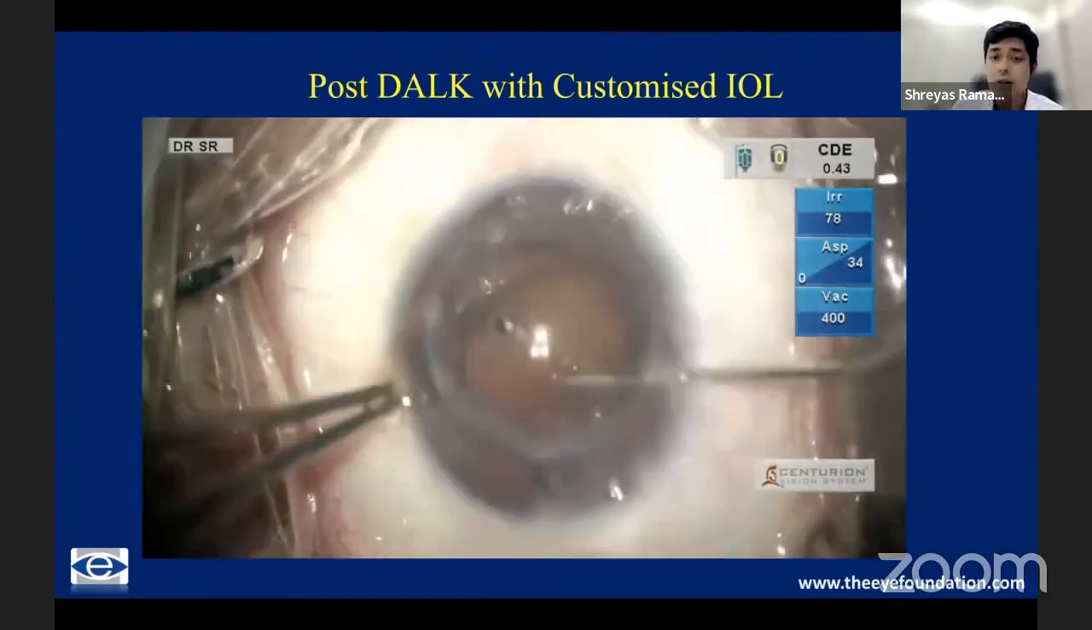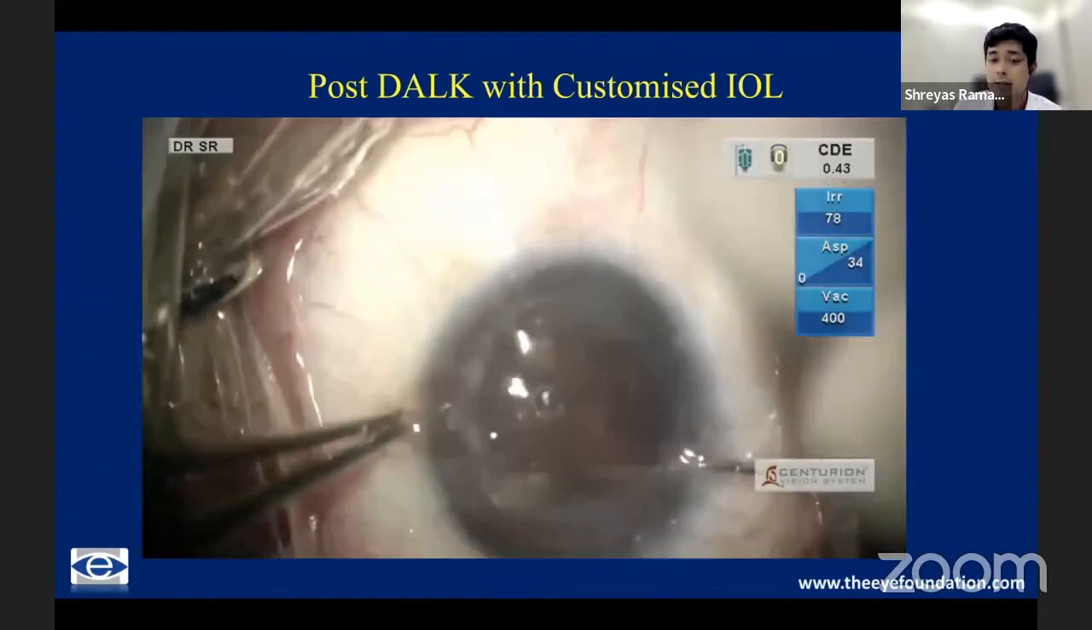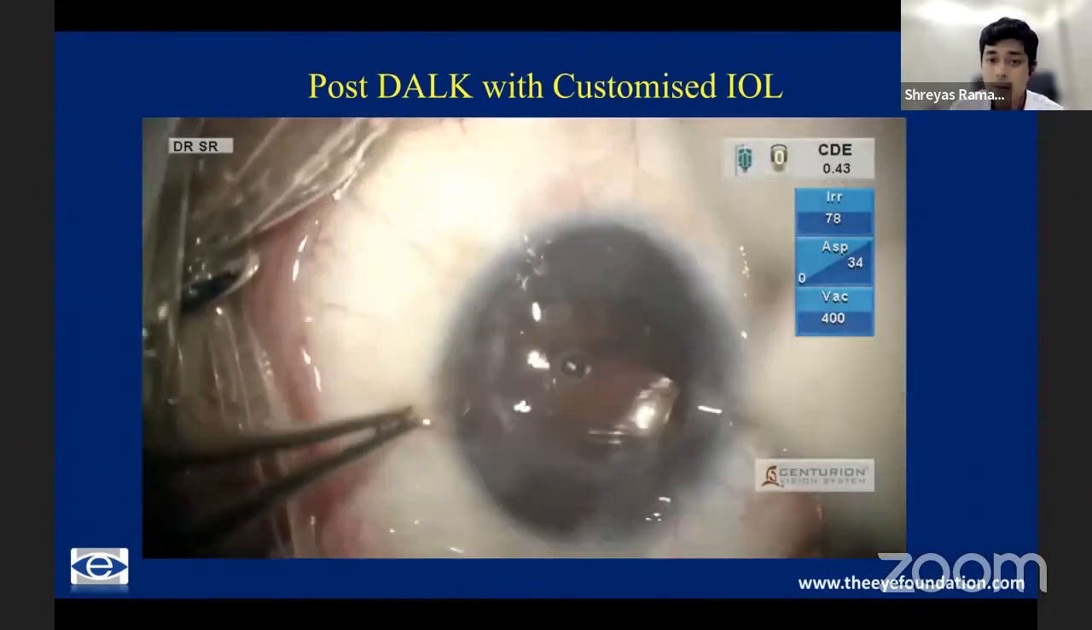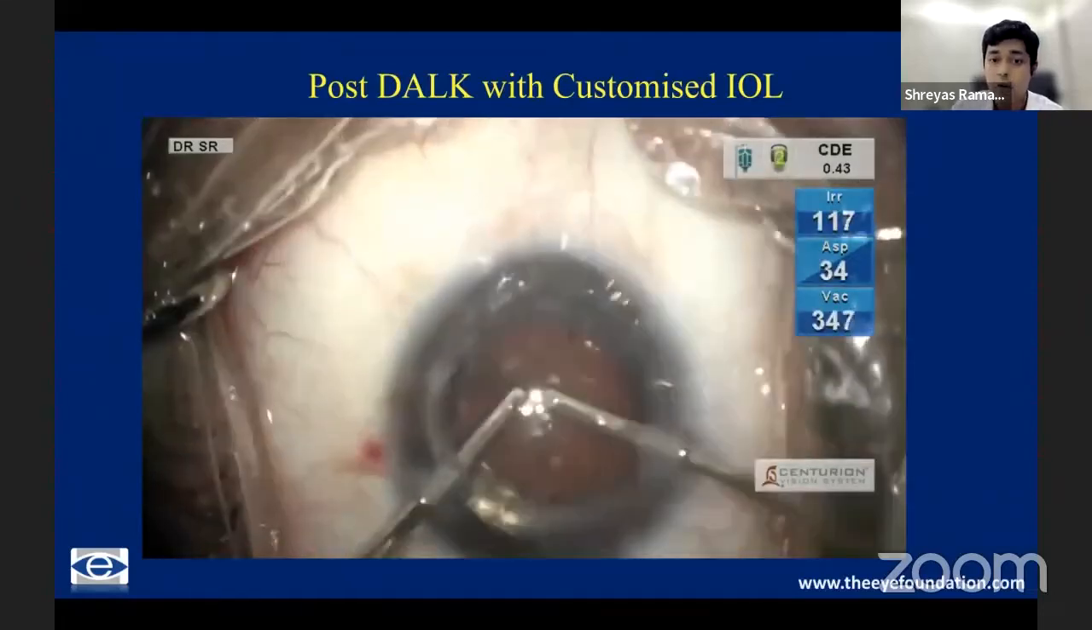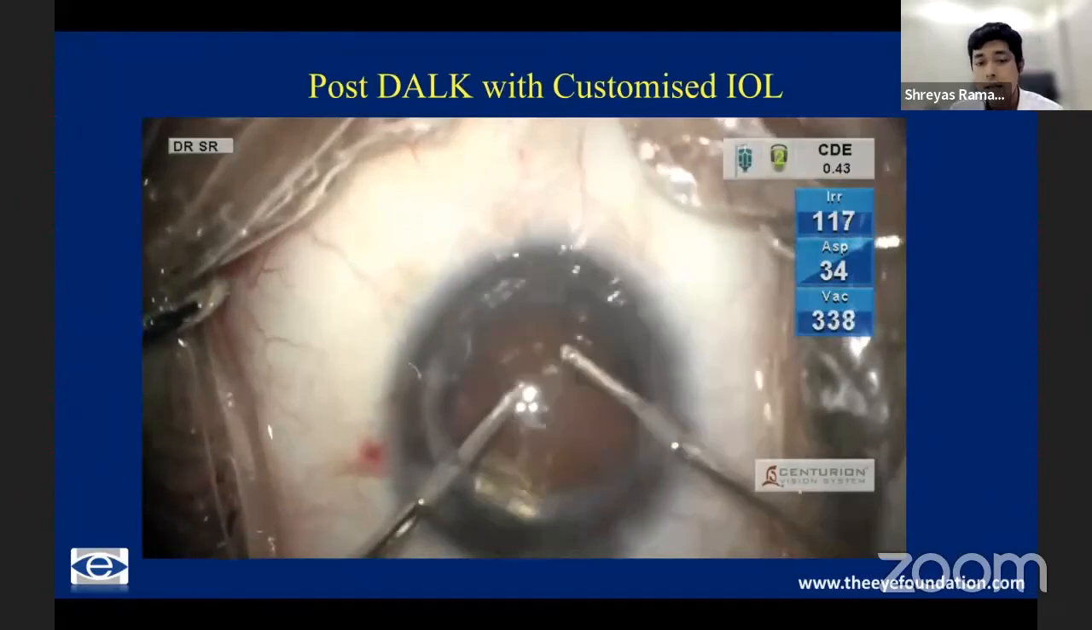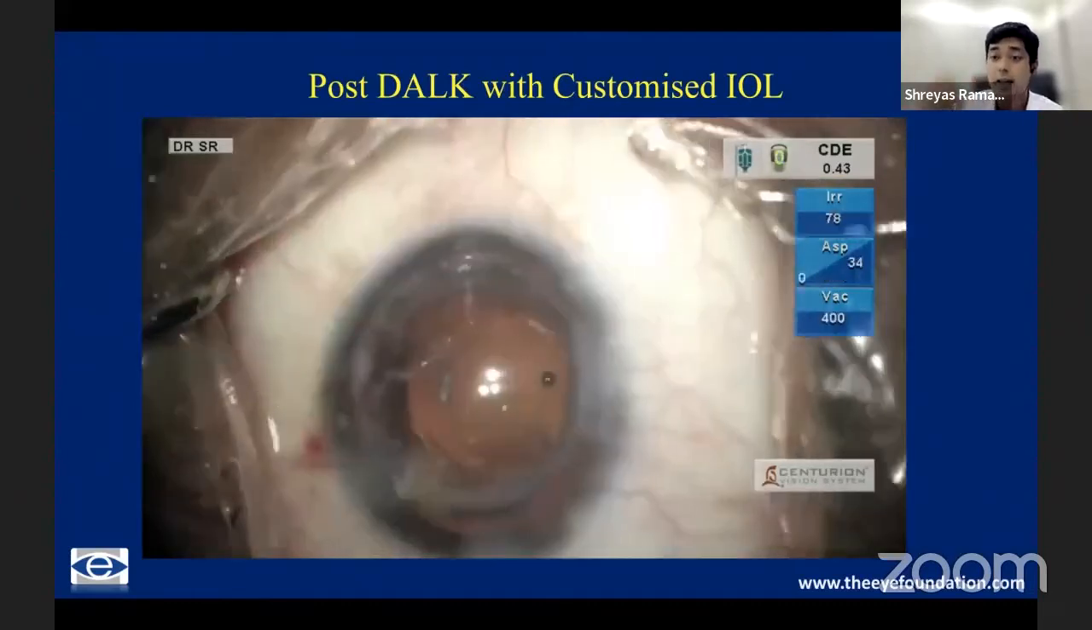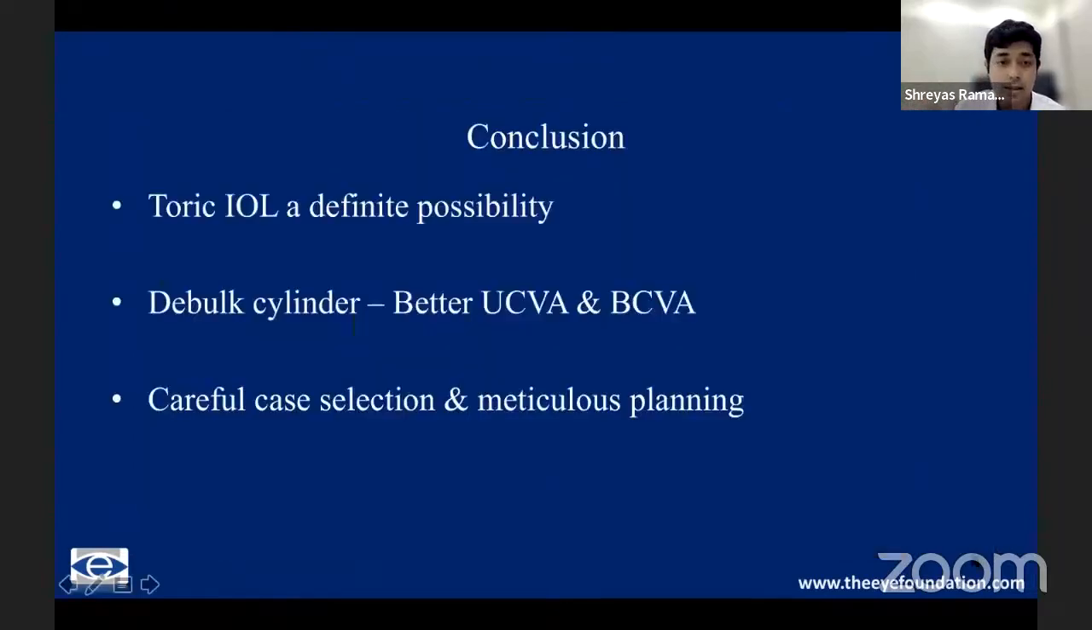So the aim here is to really debulk the amount of astigmatism. We are not aiming at emmetropia. This is a customized toric IOL from the Care Group lens. And this Ultima Smart Toric can correct almost any amount of astigmatism that you require. So by debulking the amount of astigmatism, we are now able to reach a stage that the patient has a very, very acceptable residual error, which they can now wear comfortably with their glasses.